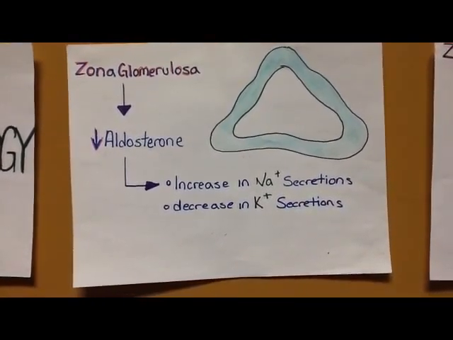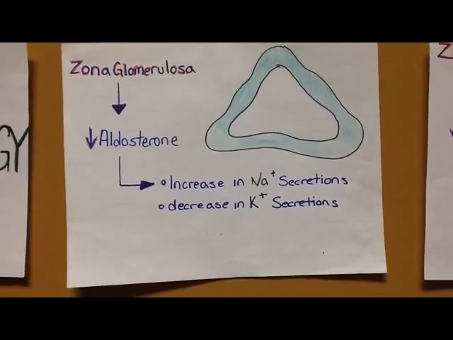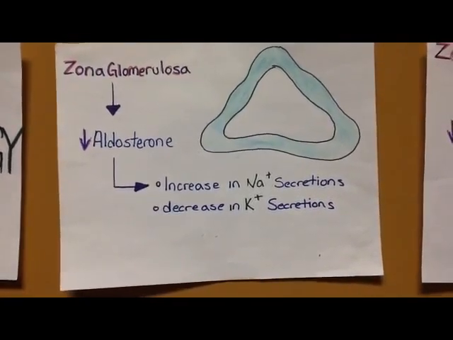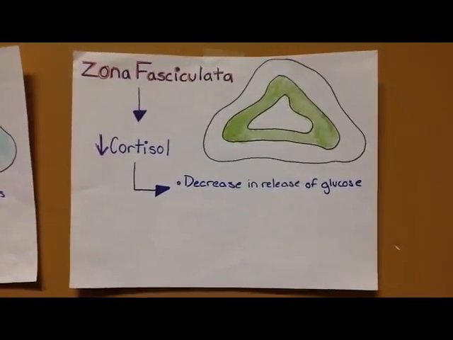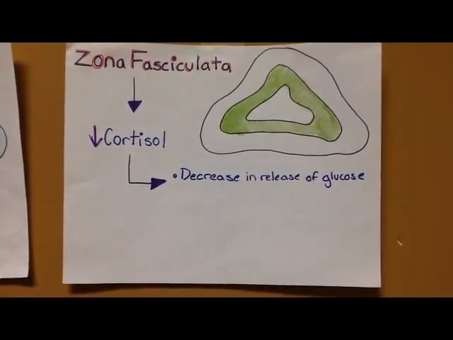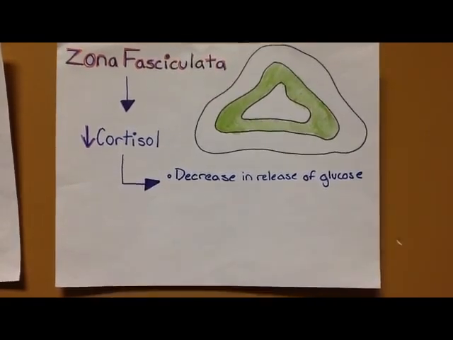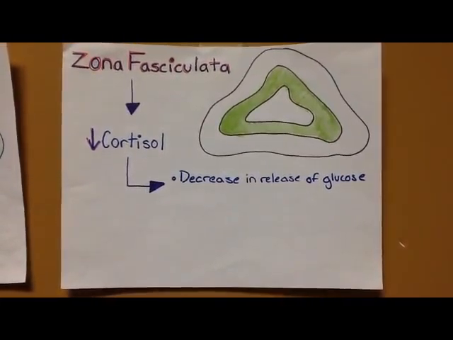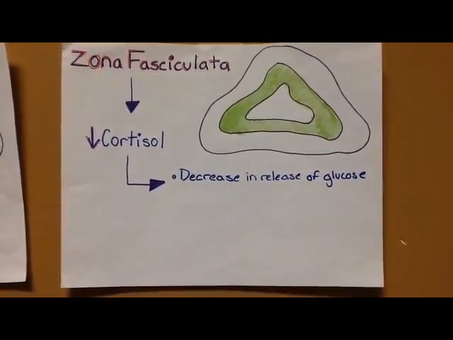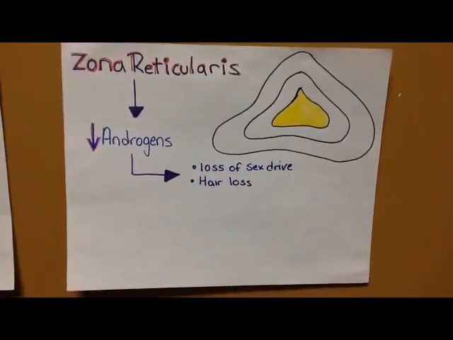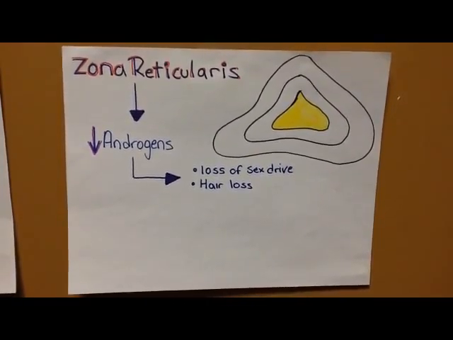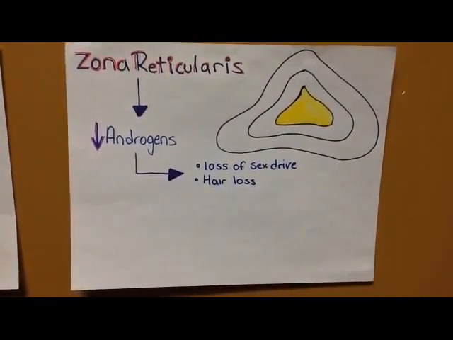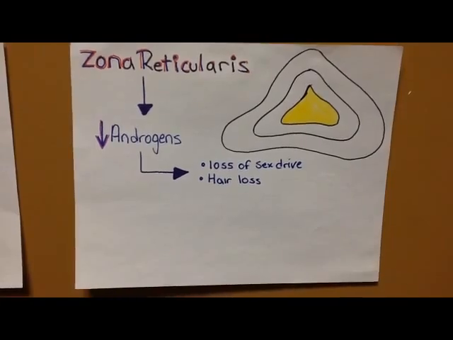This increases sodium excretion, which leads to excess water loss, and decrease in potassium excretion. The second layer, the zona fasciculata, leads to decrease in the hormone cortisol. This insufficiency causes homeostatic imbalance of the immune response, metabolic reactions, and decrease in release of glucose. The third layer, the zona reticularis, leads to a decrease in androgens, which leads to a lack of secondary sex characteristics of both males and females and loss of sex drive.